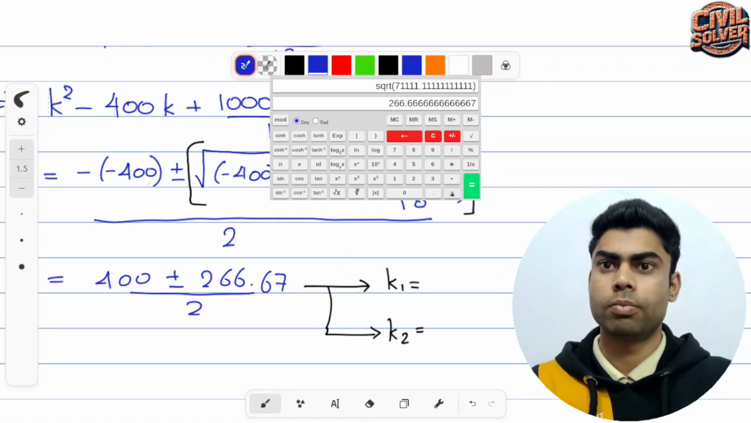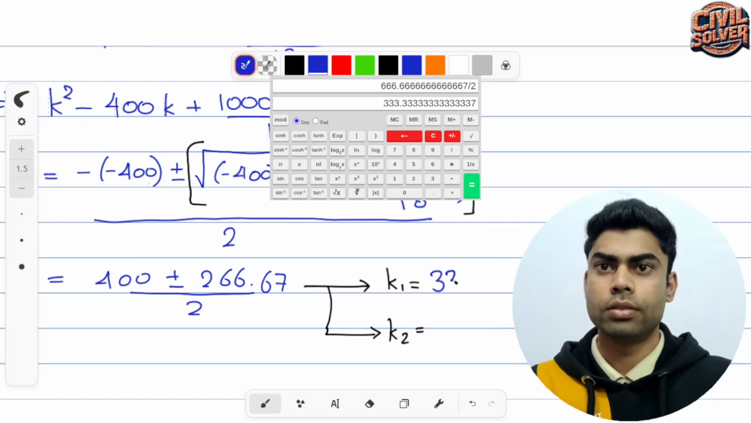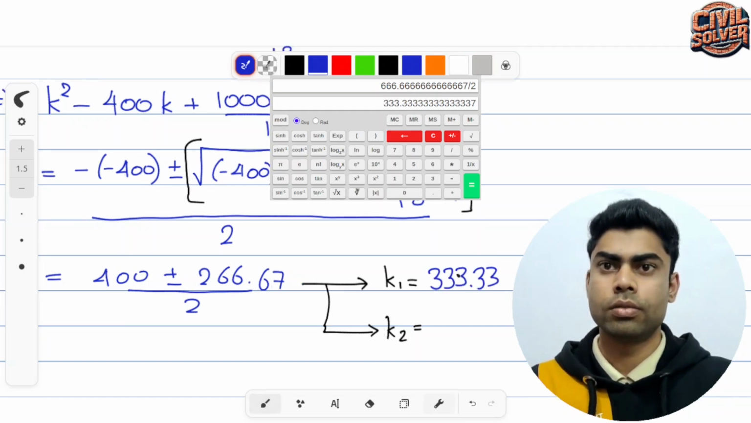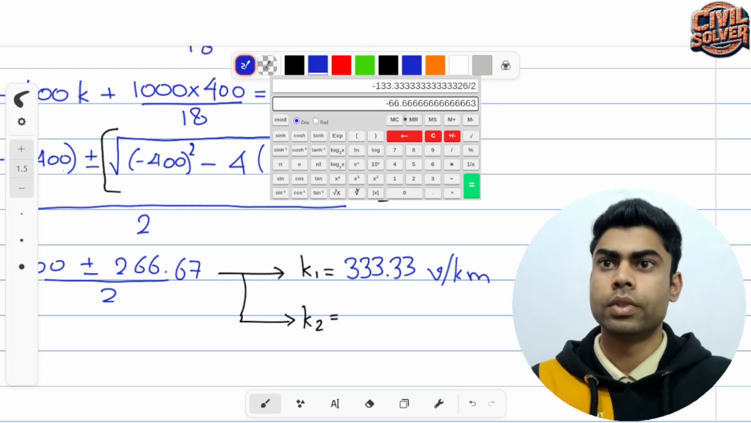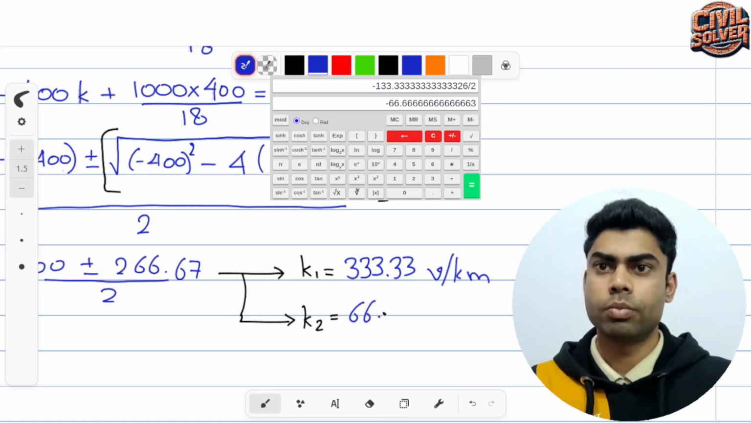Again I will use the calculator to find K1 and K2 both. So 260 plus 400 divided by 2. The first one is 333.33 vehicle per kilometer, and the second one will be 66.67. That is 66.67 vehicle per kilometer.